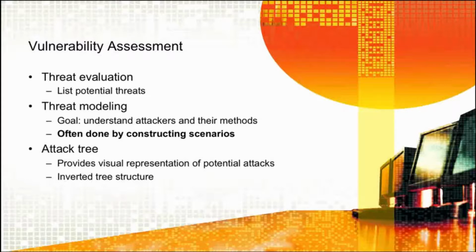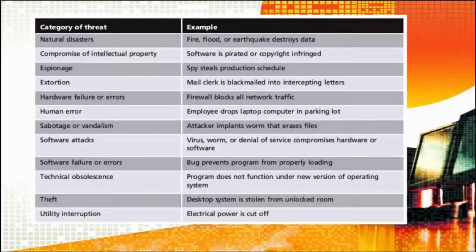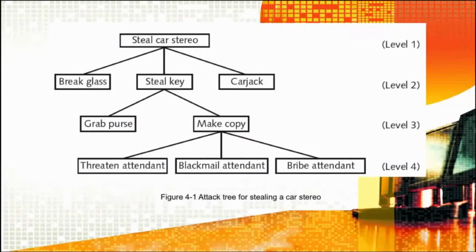You can build an attack tree. This provides a visual representation of potential types of attacks. Some categories of threats that you need to take into account are natural disasters, espionage, extortion, human error, software attacks, and so on. Here's a look at a typical attack tree, for instance, for stealing a car radio.